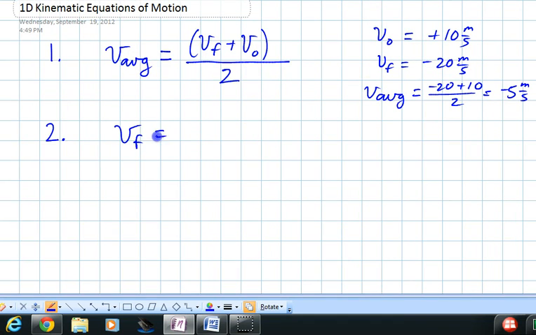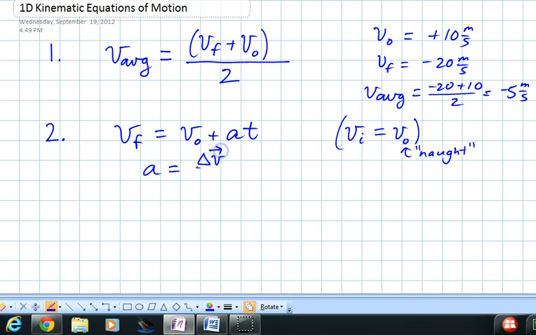Second one, this is the so-called acceleration equation. V final is equal to V initial plus acceleration times time. I should also point out that sometimes you've seen me write V initial with an I. It's the same thing as with a little zero. Technically, that's V naught. And this equation we're very familiar with. We've worked with this before. It comes from the definition of acceleration as a change in velocity over a change in time. That's where that one comes from.